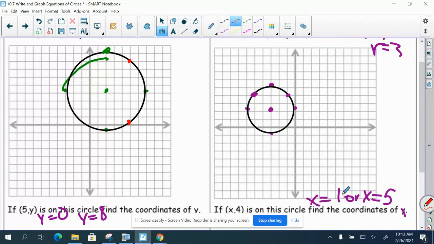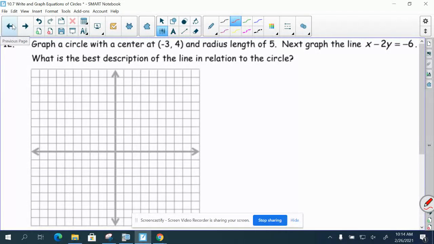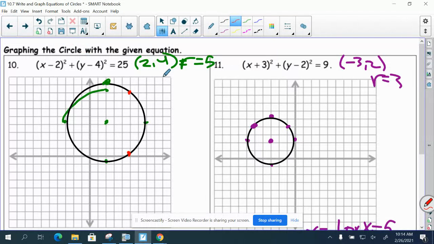So there's always going to be 2 different coordinates for each x or y value, which also means that circles are technically not functions, because with functions, you're not allowed to do that. You also can't graph circles on your graphing calculator. You can do it on Desmos, it's just not your graphing calculator.